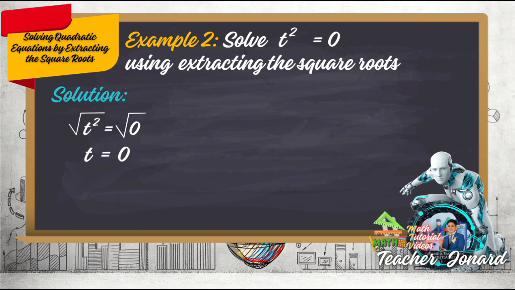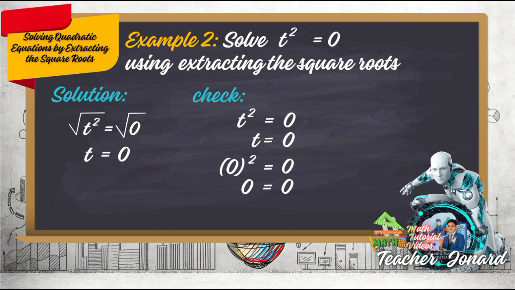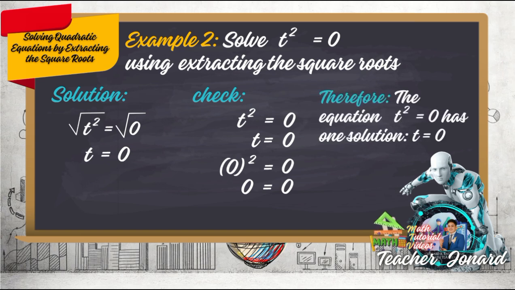Remember that the square root of 0 is neither positive nor negative because 0 is a neutral number. In fact, the square root of 0 is simply 0. Let's check if the computed value of t is a solution of t² = 0. Substitute t = 0, we have 0² = 0. The equation is true, so 0 is a solution of t² = 0. Therefore, the equation t² = 0 has one solution, t = 0.